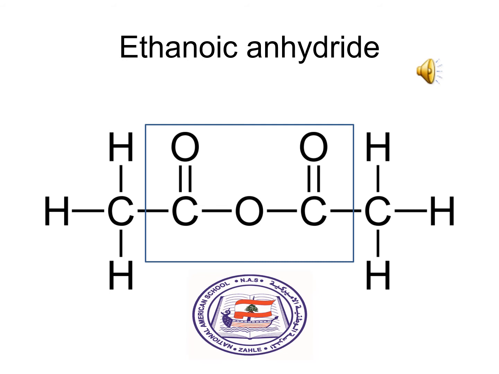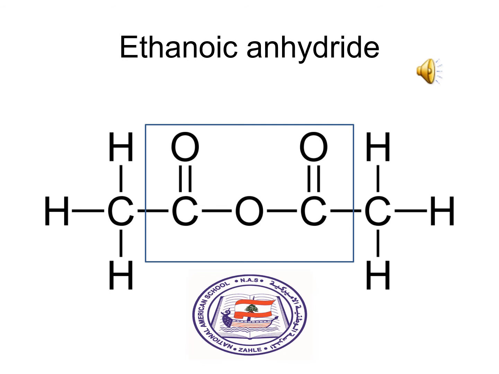So as you can see, the functional group of the anhydride is simply designated by the triangle that we see. Anytime we have C double bonded to O, single bonded to O, then C double bonded to O, as you can see in the box, this is the functional group of the anhydride. The reason why we call it ethanoic anhydride is because it comes from ethanoic acid. And of course, we explained how we form the anhydride from the ethanoic acid in previous slides.